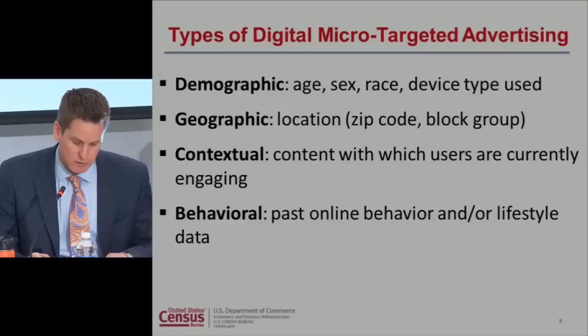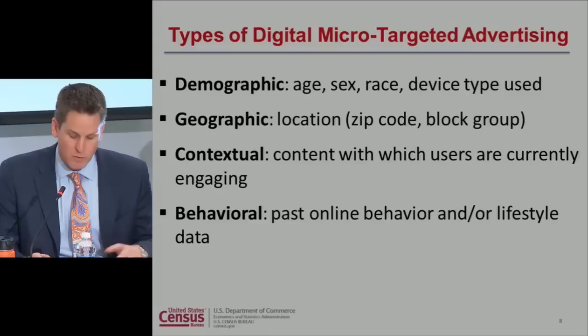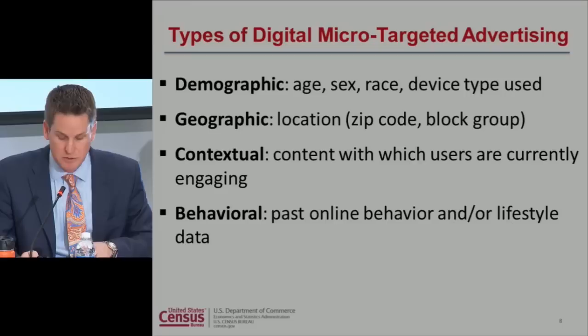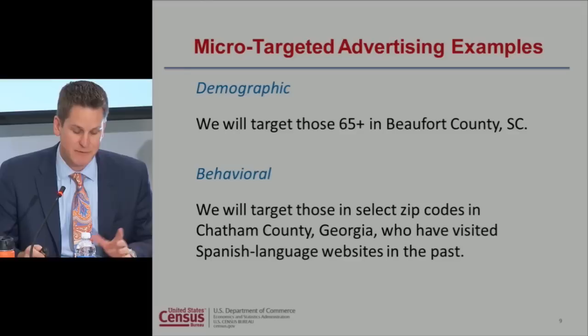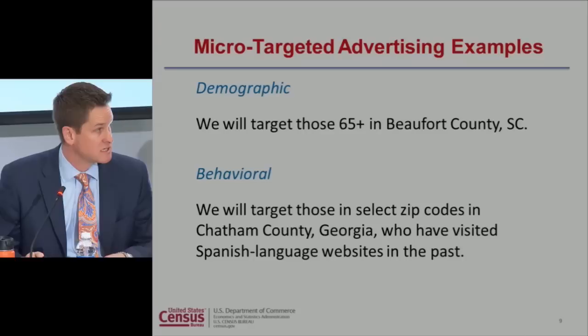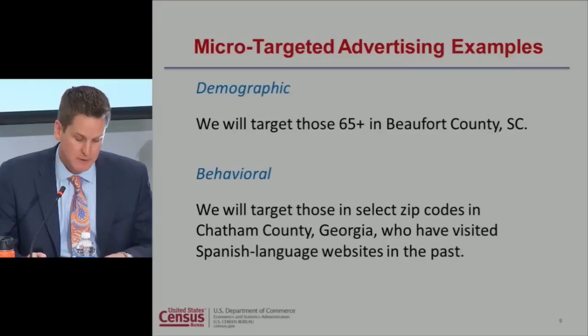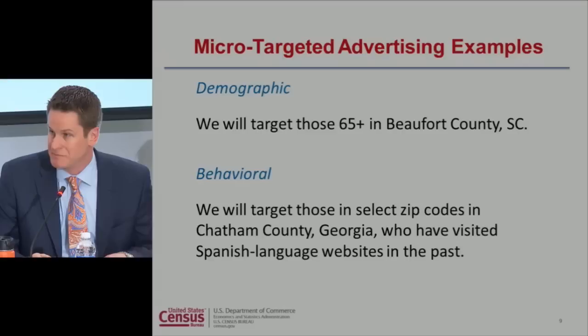And here's how we're defining the four main types of digital micro-targeted advertising that we'll use during the 2015 test. We're still in the process of designing our advertising and our targeting plans, so the two examples here are just to give you a range. If we're talking about demographic, we might target those who are 65 and older in Beaufort County, South Carolina. That would be a demographic type of target versus a behavioral one, where we're targeting specific zip codes in, let's say, Chatham County, Georgia, that have visited Spanish language websites in the past. So you can see how those factor in as possible examples of how we might do different targeting.